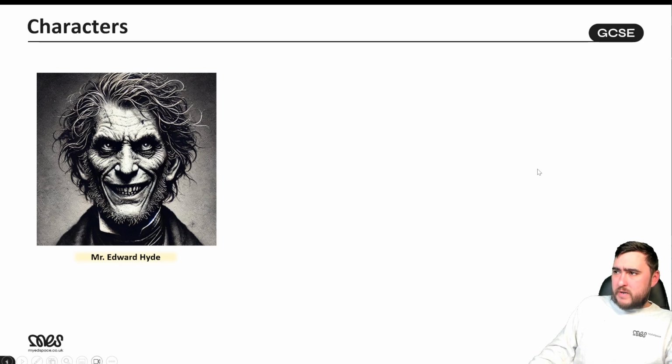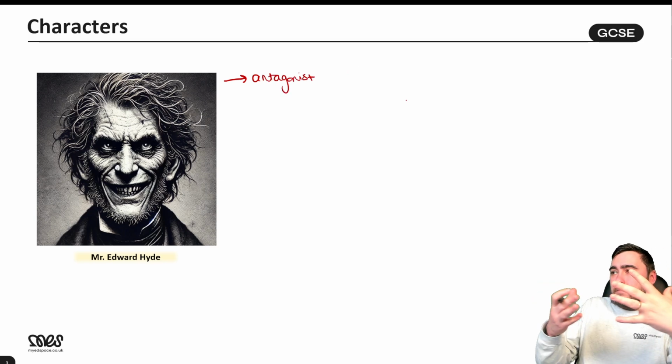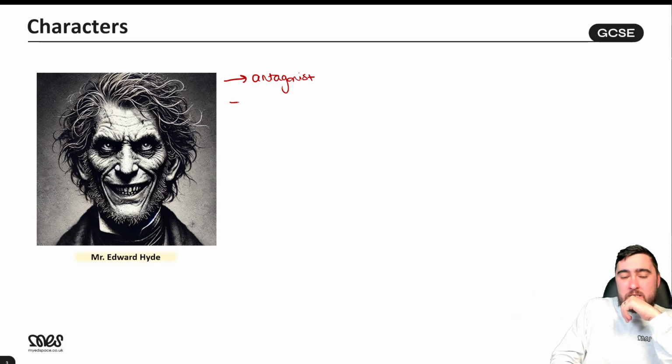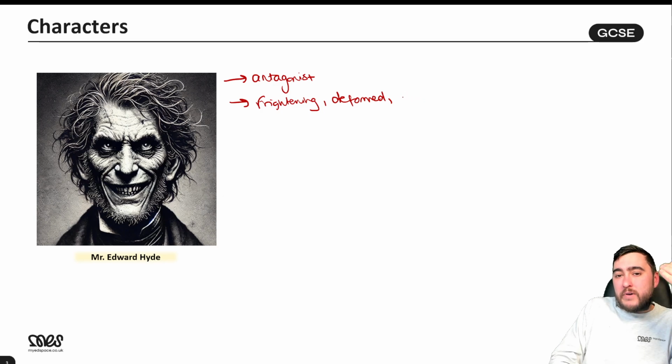I'd be remiss speaking about Jekyll if I didn't then speak about Hyde. Hyde is our antagonist. And again, it's a bit of a weird one because he is a version of Jekyll. But he's the antagonist. He's meant to obviously be very frightening. He's somewhat deformed. He's very creepy in a way, isn't he? In the depictions.